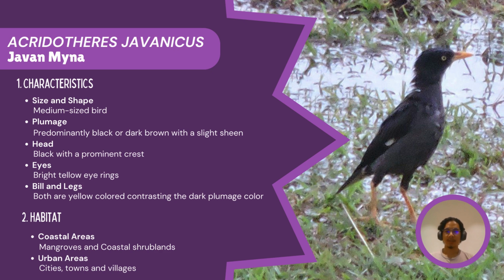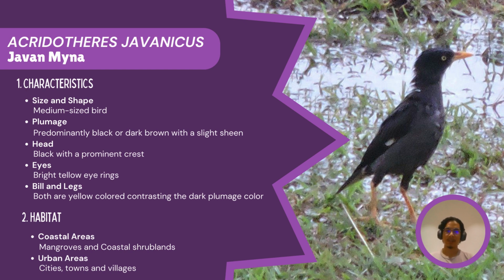Additional information such as their behavior. As for diet, they are omnivorous, again meaning they feed on a variety of insects, fruits, seeds, and human food scraps. As for social structure, they are gregarious and often seen in pairs or small groups. They are social and can be quite bold around humans. They get along quite well with humans.